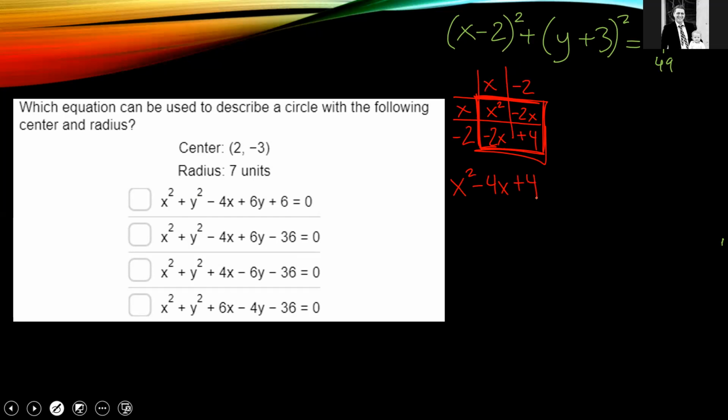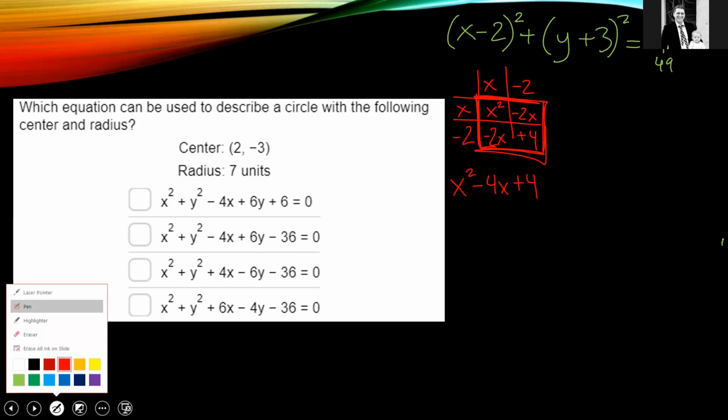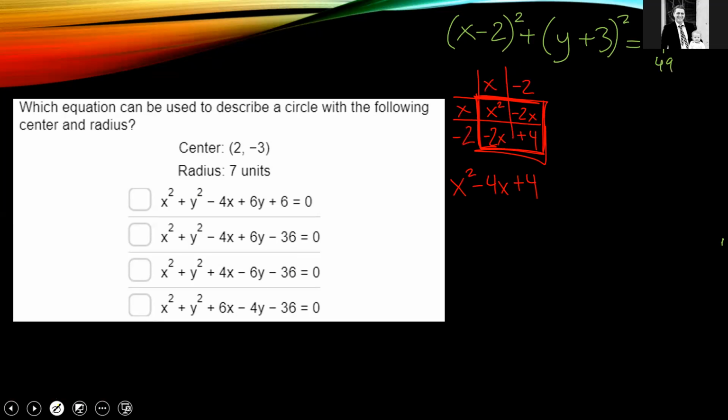Okay, we're going to do the same thing with our y values. So we'll have y plus 3, y plus 3. Multiply everything by y first. Y squared. Y times 3 is 3y. Multiply everything by 3 now. 3 times y is 3y. 3 times 3 is 9.